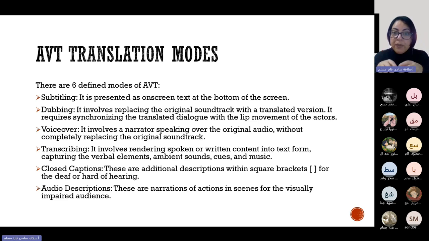So what happens? Let's say that a scene happens. A policeman is entering quietly into the house. Those who can't see it very well will hear a narrator telling them, slowly, police officer Smith is walking toward the house. So this is called audio description, to tell the people what is happening.